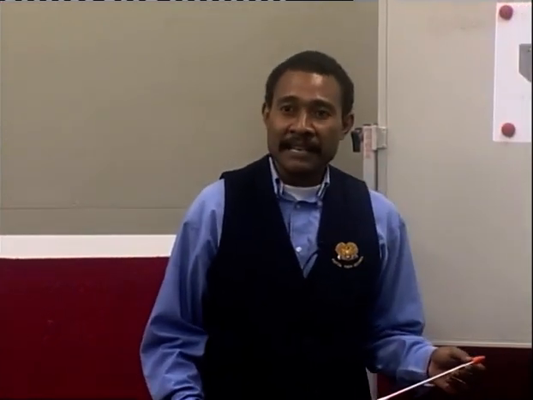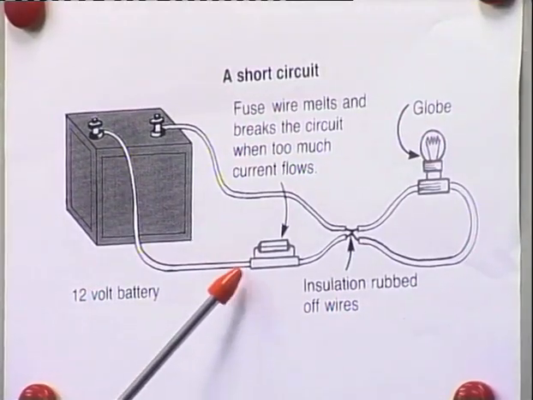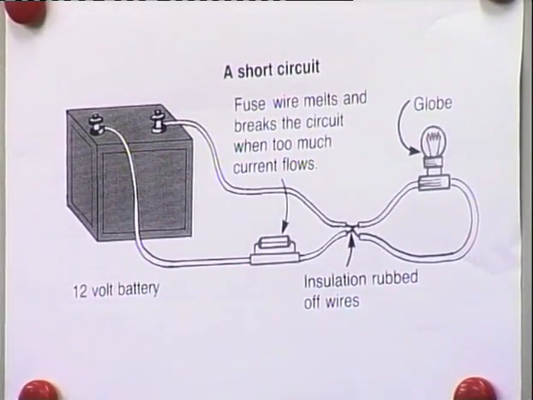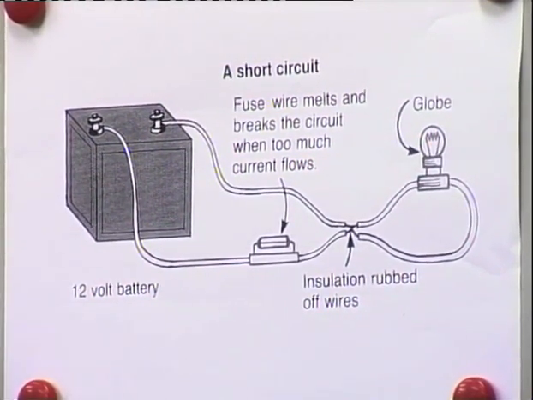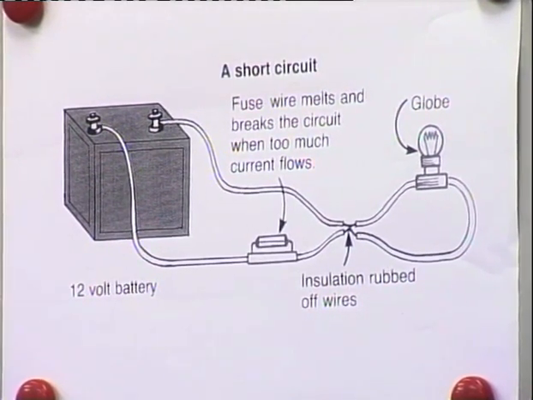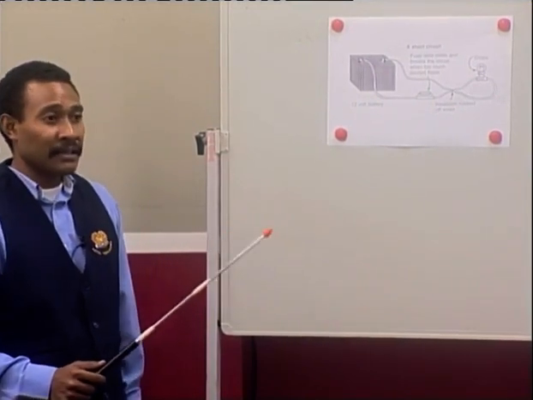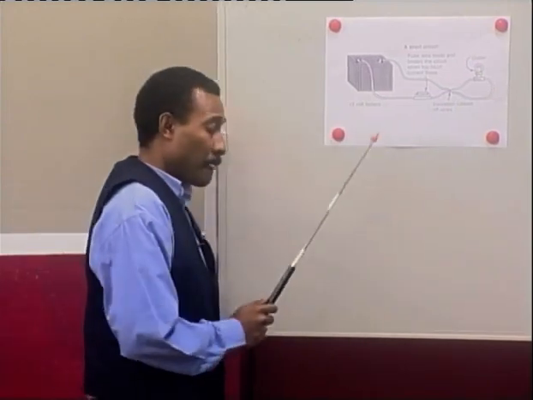Fuses come in many different forms, for different electrical appliances or the machines that have been used. In this case, this fuse has been placed in here. Now, a fuse is a safety device that stops large electric current flowing. So it's a safety device.